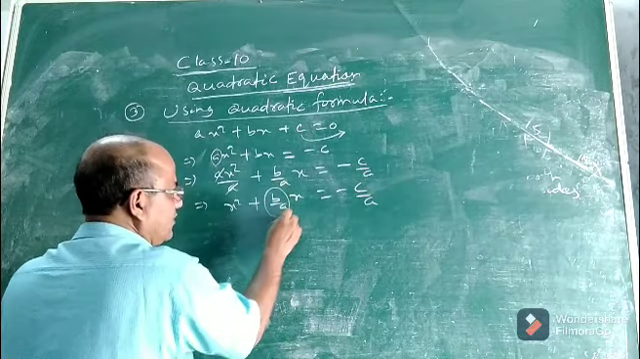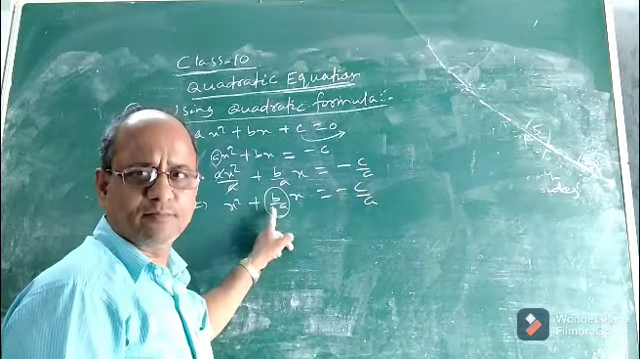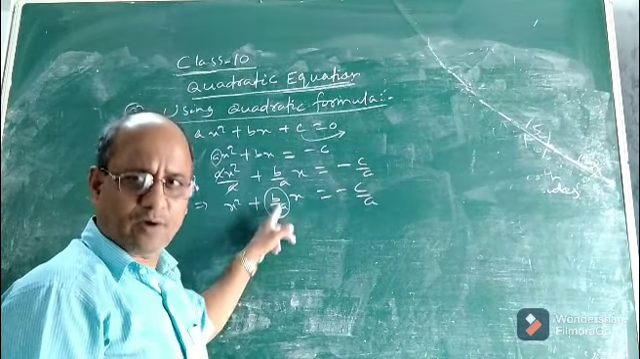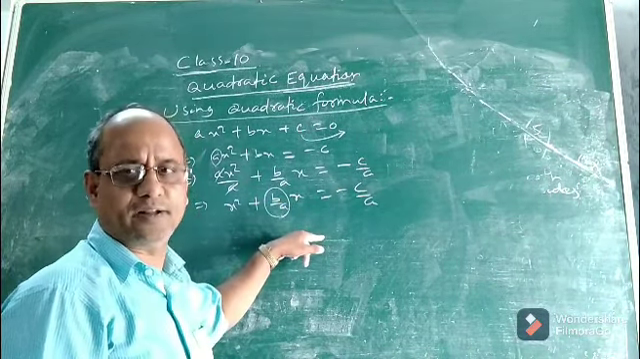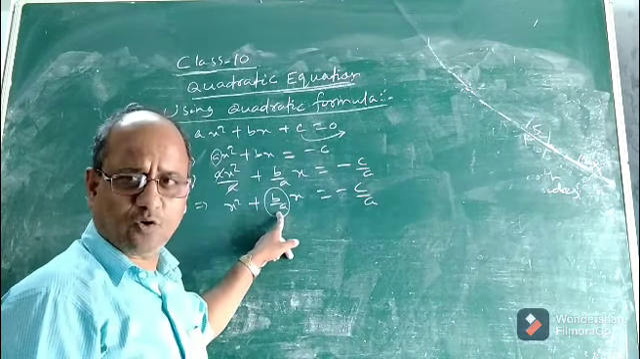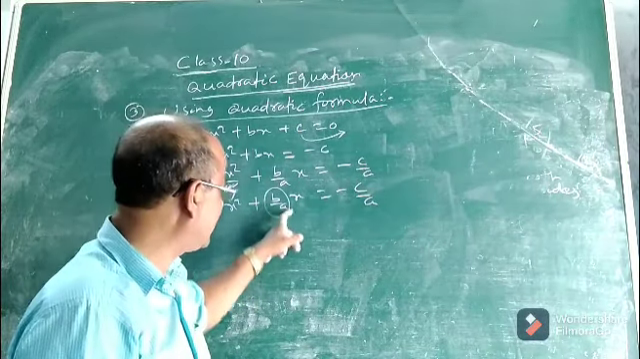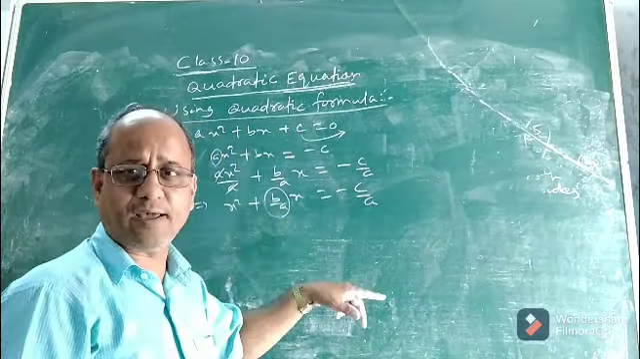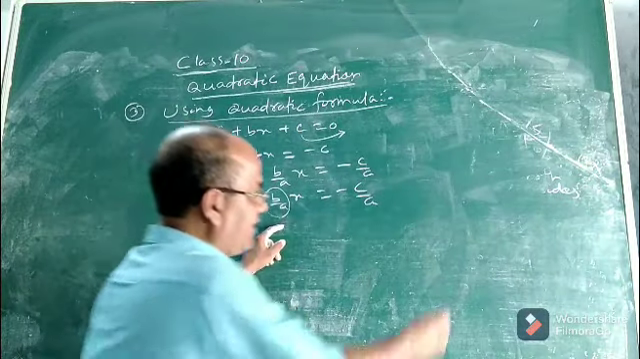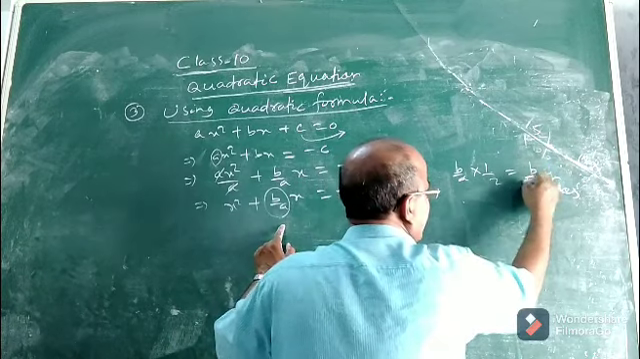Now look at what the coefficient of x is here. The coefficient of x is b by a. Now multiply it by 1 by 2, what I discussed in the completing square method. The same method we are going to apply. So whatever is the coefficient of x, to derive the quadratic formula, multiply it by half, 1 by 2. So b by a into half will be b by 2a.